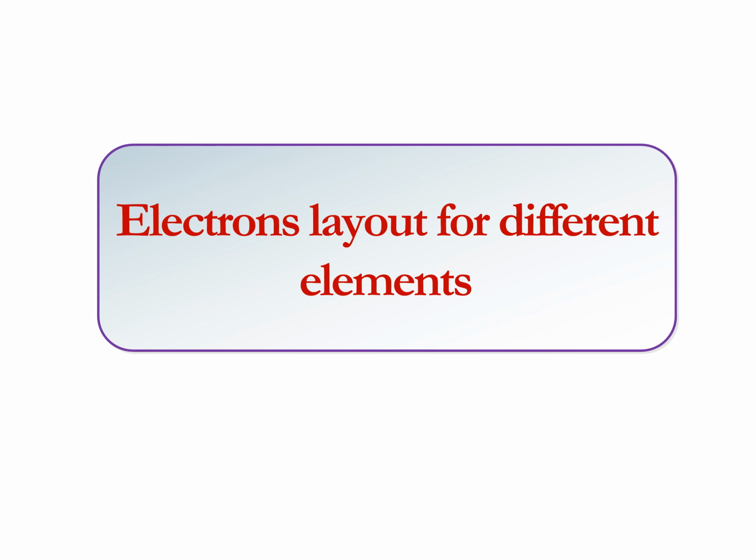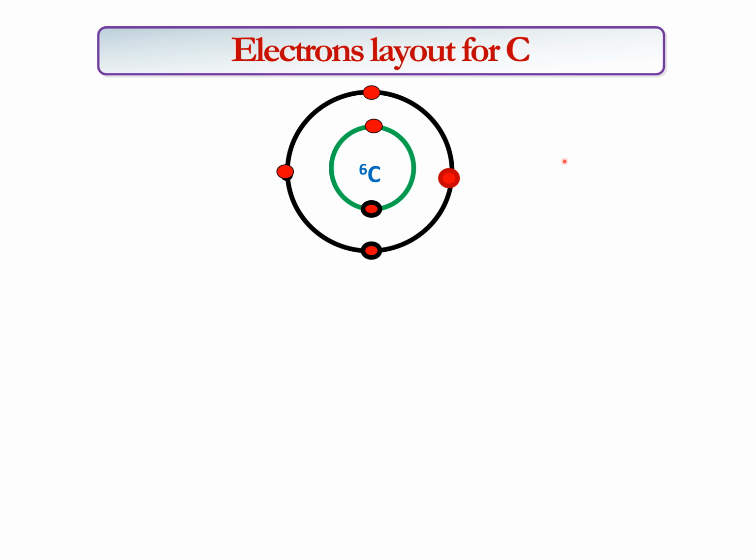Let's look at the electron layout for different elements. This is the electron layout for carbon. Carbon has atomic number 6, so it has 2 electrons in the first shell and 4 electrons in the second shell. Carbon is in the second period, that's why it has 2 shells. And because carbon has atomic number 6, it will have 6 protons. And it will also have 6 electrons, because the number of protons is always equal to the number of electrons.